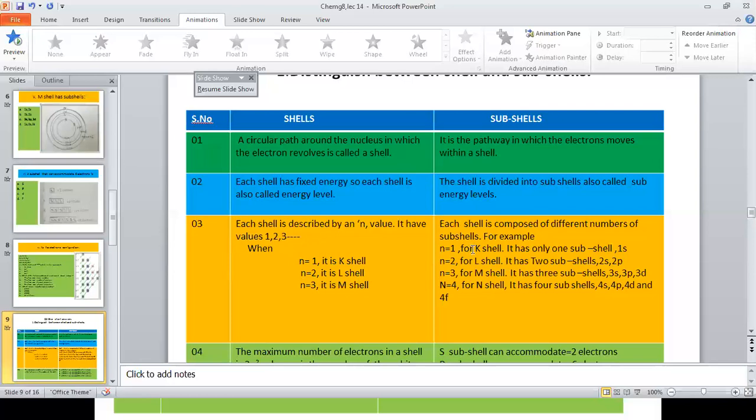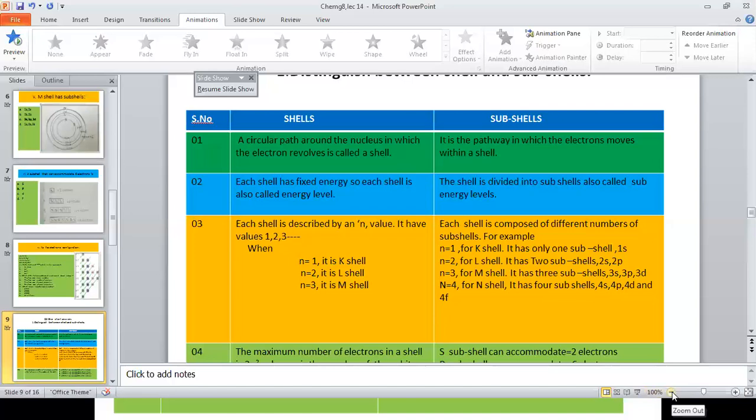And for subshells, each shell is composed of a different number of subshells. Shell number 1 has only one subshell, that is 1s. Shell number 2 has two subshells, 2s and 2p. Shell number 3 has three subshells, 3s, 3p, and 3d. And shell number 4 has four subshells, which are 4s, 4p, 4d, and 4f.